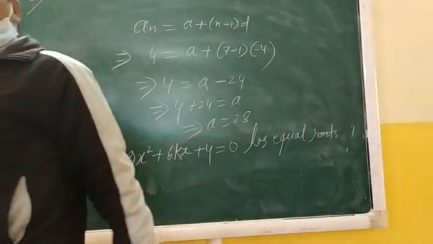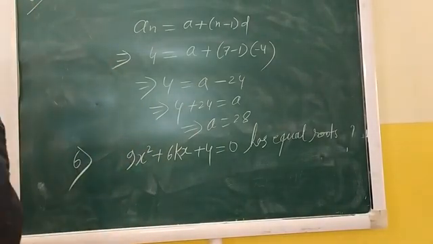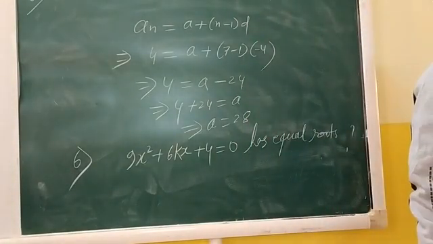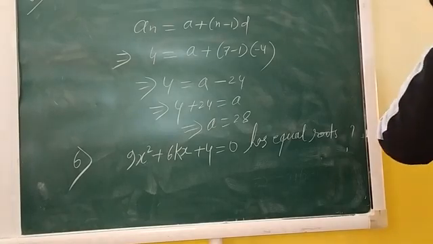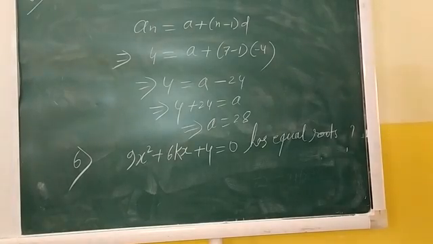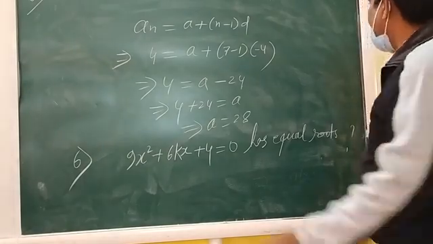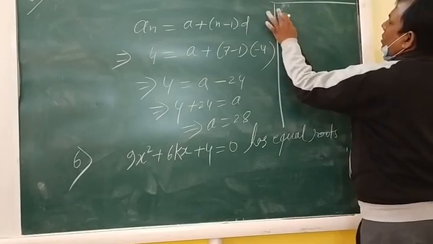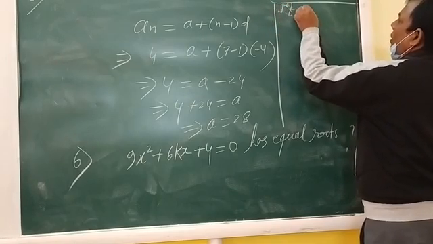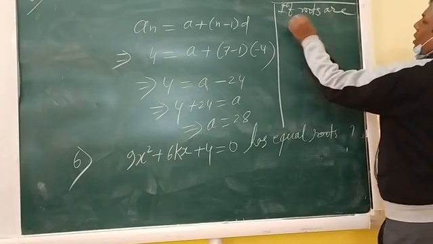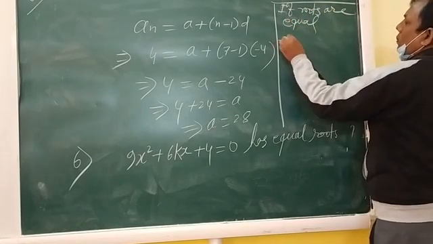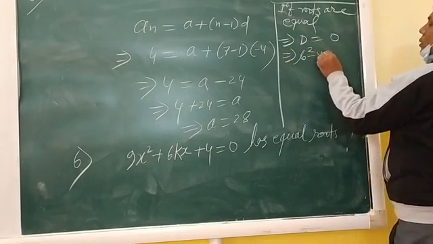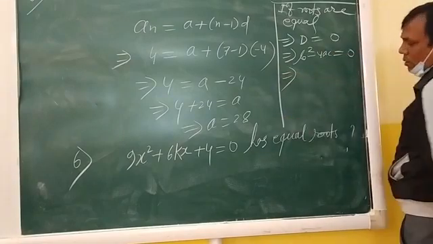I think you have already completed your syllabus, so it is very easy for you to know the condition. What is the condition that roots are equal? D equal to 0. So you will write, if roots are equal, which implies D equal to 0, which implies b square minus 4ac equal to 0, which implies what is b?